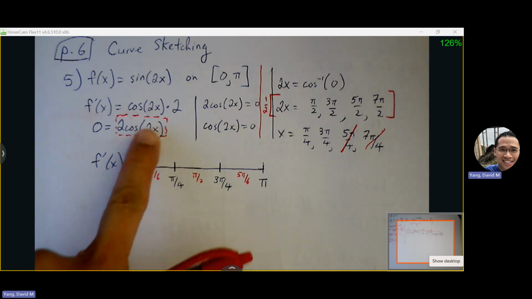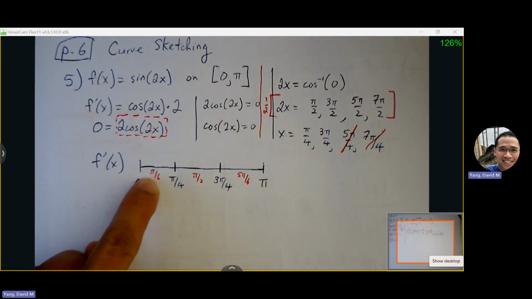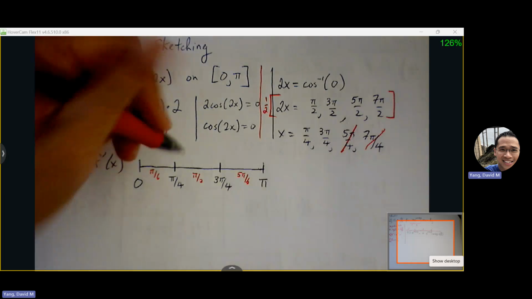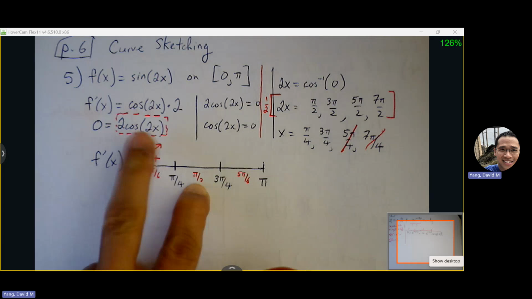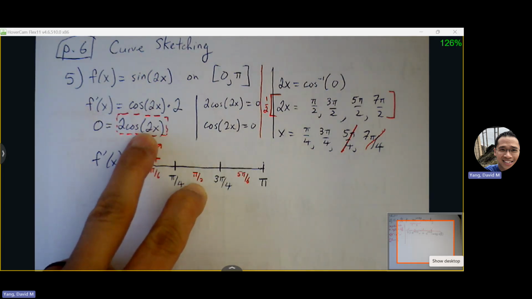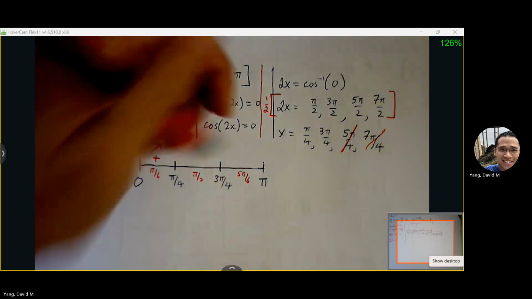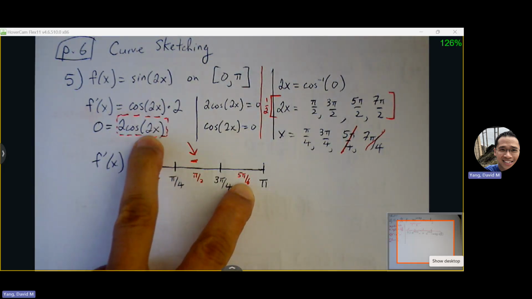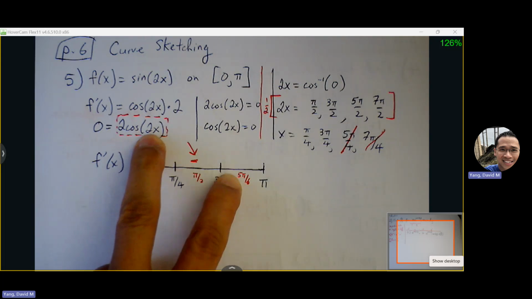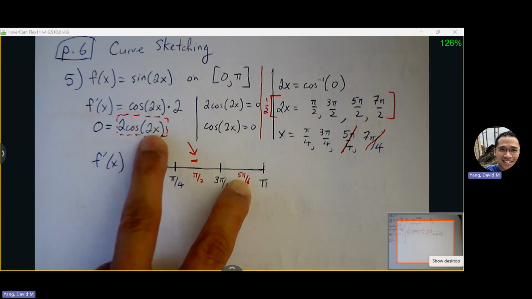Okay, so plug pi over 6 in for x. I'm going to end up with cosine of pi over 3. We know cosine in the first quadrant is always positive. Plug pi over 2 in for x of my derivative. 2 times pi over 2 is pi. Cosine of pi is -1. 5 pi over 6 in for x, I get 10 pi over 6, same thing as 5 pi over 3, which is in the fourth quadrant. So positive value.